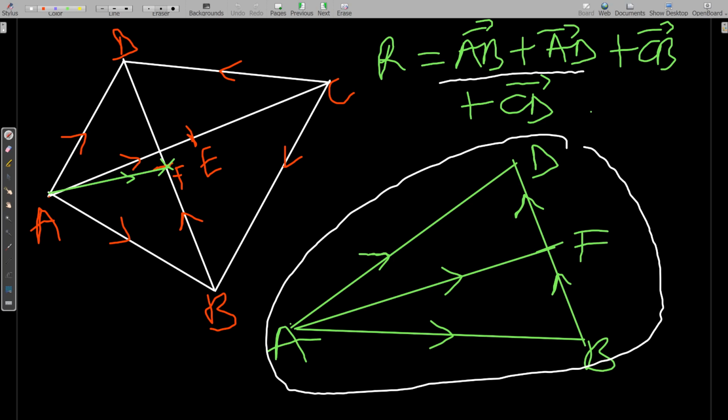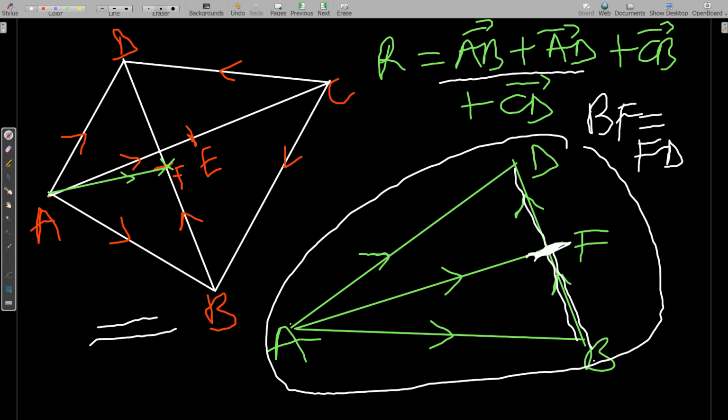BF, realize that in the main question, the quadrilateral ABCD, F is actually the midpoint, or the middle of BD, meaning that F here is the middle. Then from B to F is the same as F to D. So BF is actually equal to FD. They are the same. Because this is the middle, I have just a line, and if I divide it into two, then from this point to this point is the same as from this point to this point.